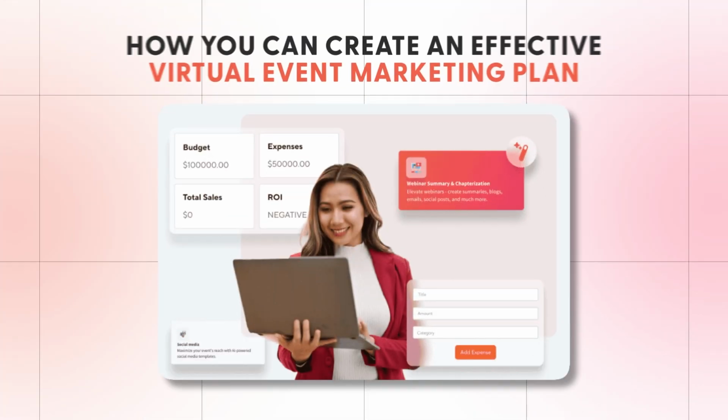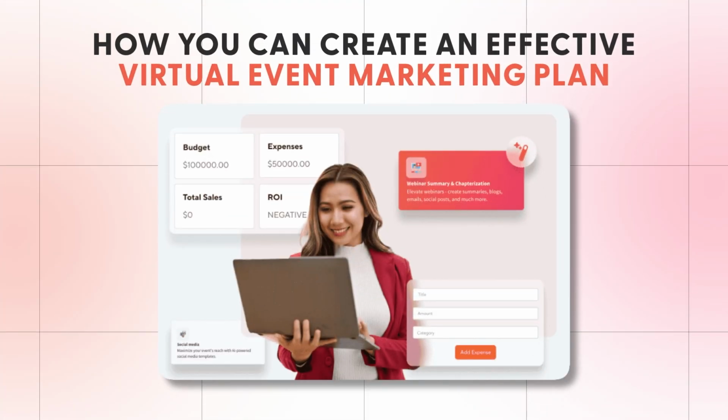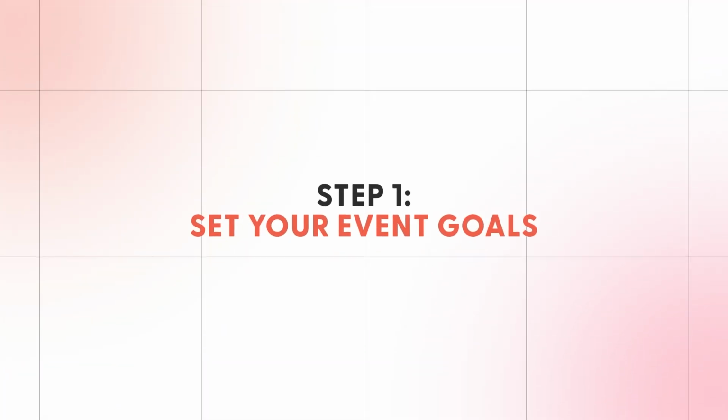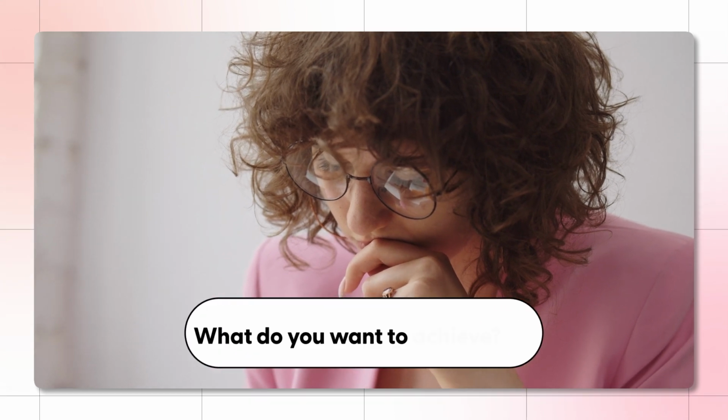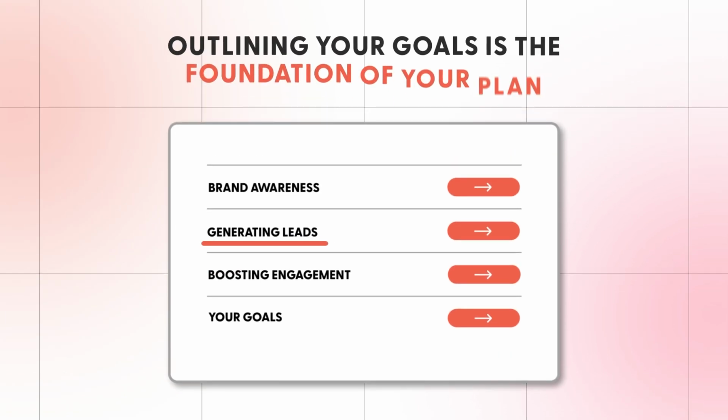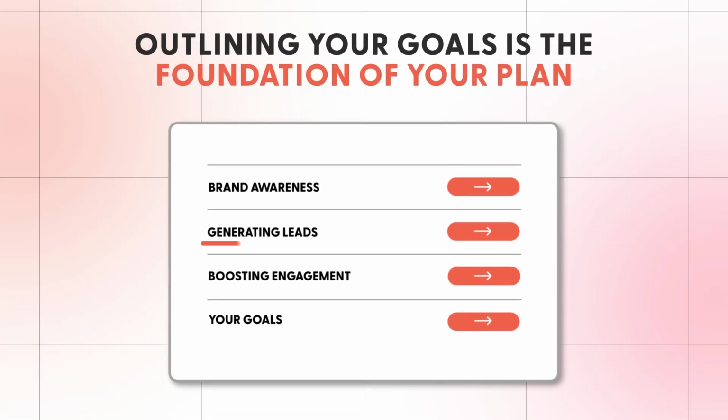Let's dive into how you can create an effective virtual event marketing plan. Step 1. Set your event goals. Start by defining clear and measurable goals for your event. What do you want to achieve? Whether it's increasing brand awareness, generating leads, or boosting engagement, outlining your goals is the foundation of your plan.